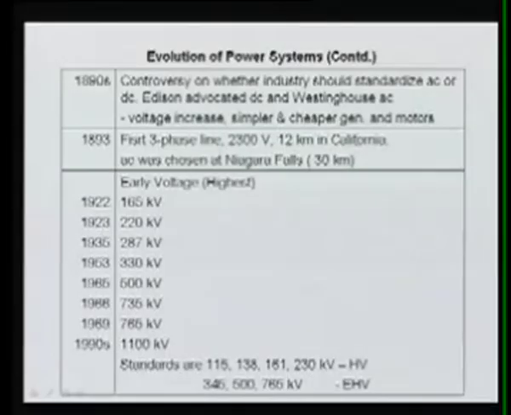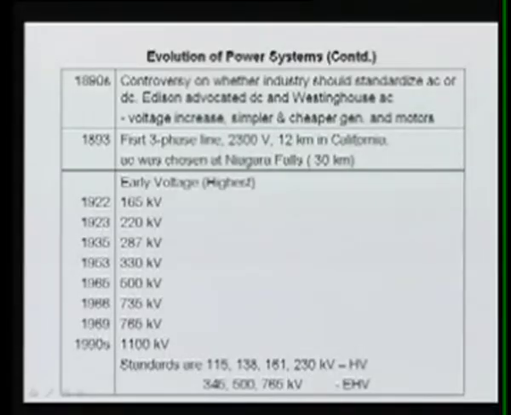Even Edison wrote in a magazine that AC is used for killing people, because at that time, in the very beginning, AC was used to give shocks to people. But no doubt, AC won the match for several reasons: voltage increase was possible, and at the same time, it is simple to generate and utilize AC power compared to DC power. So slowly AC power became prominent and DC was phased out.